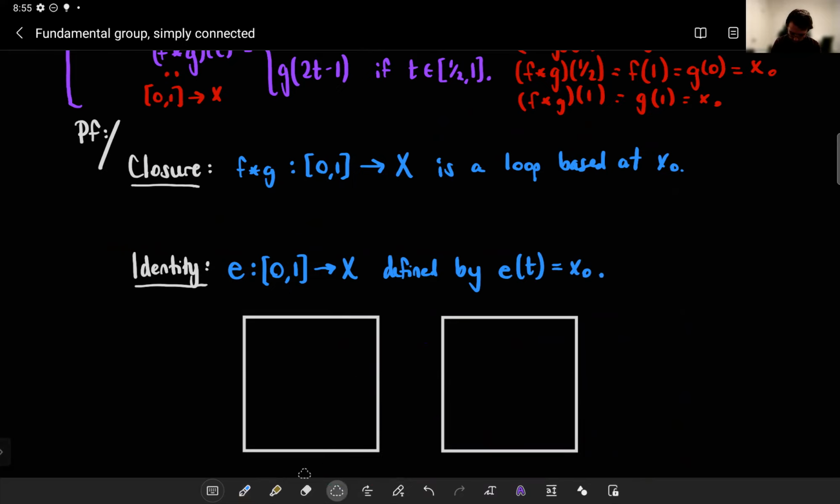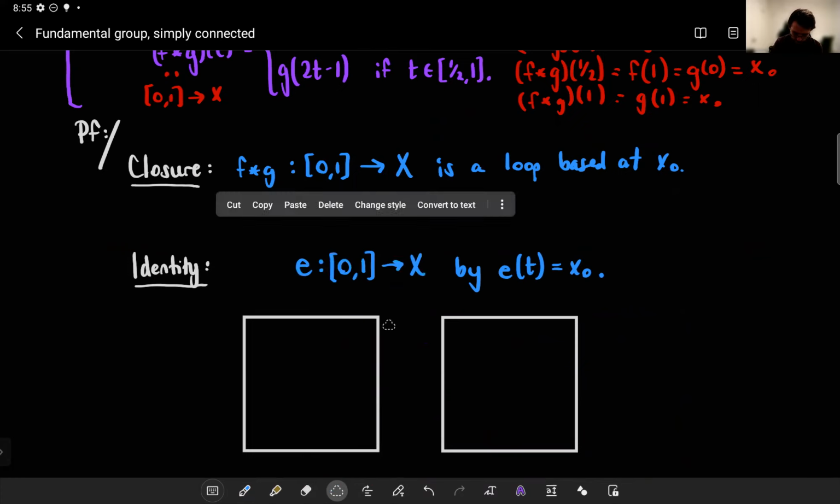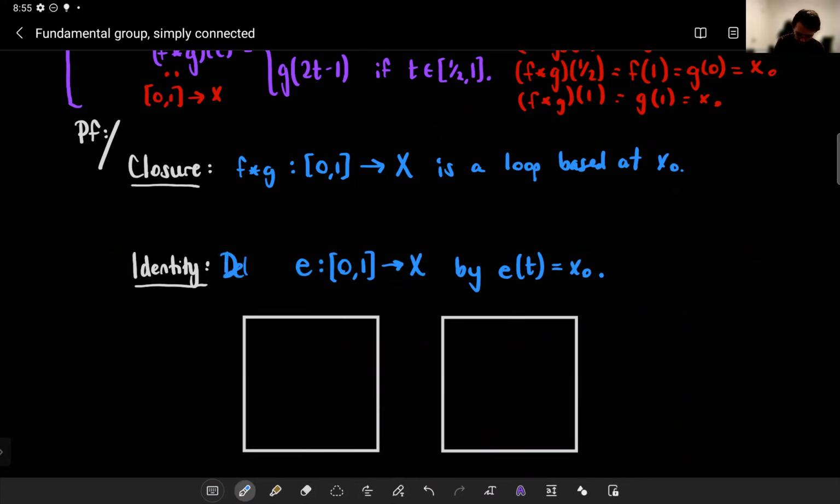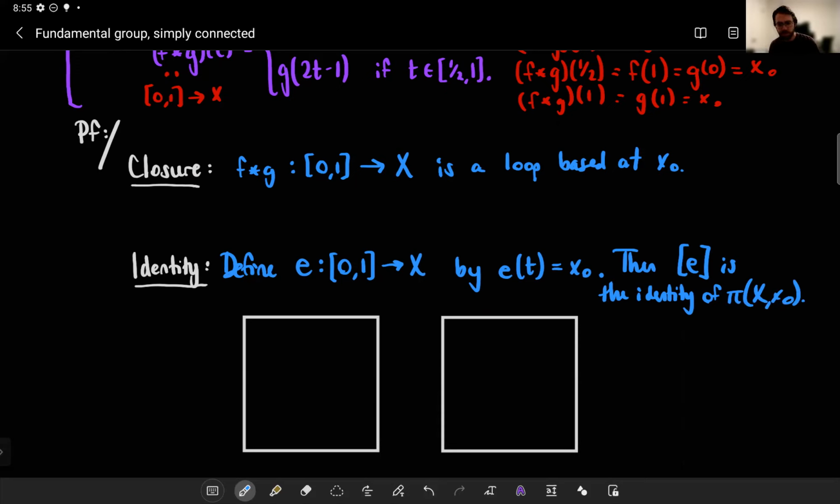Let me rearrange this here. We'll say, define this by this, then the equivalence class of E is the identity of the fundamental group, the thing we're trying to prove as a group. So why is that the identity?